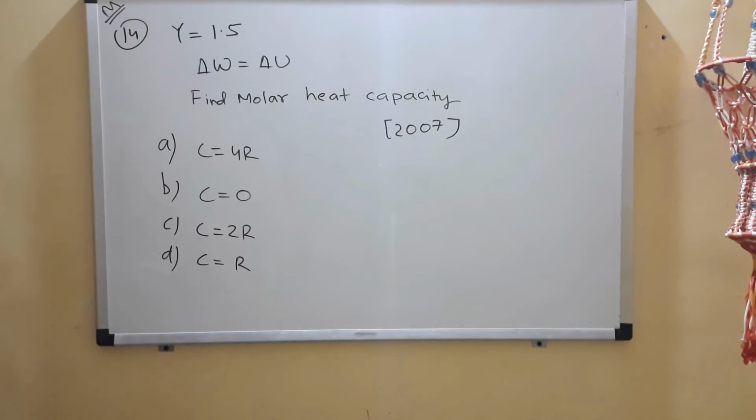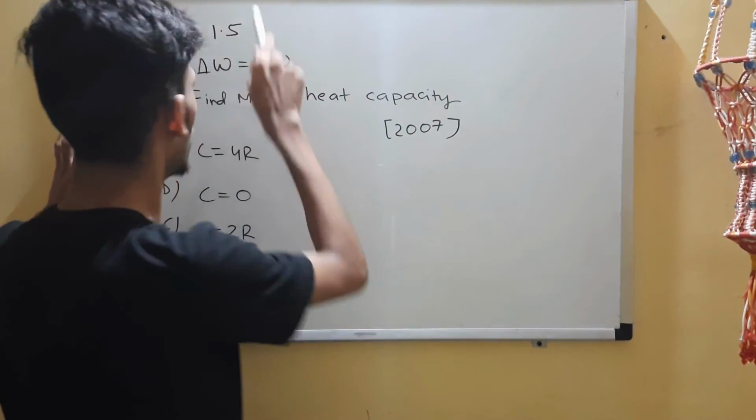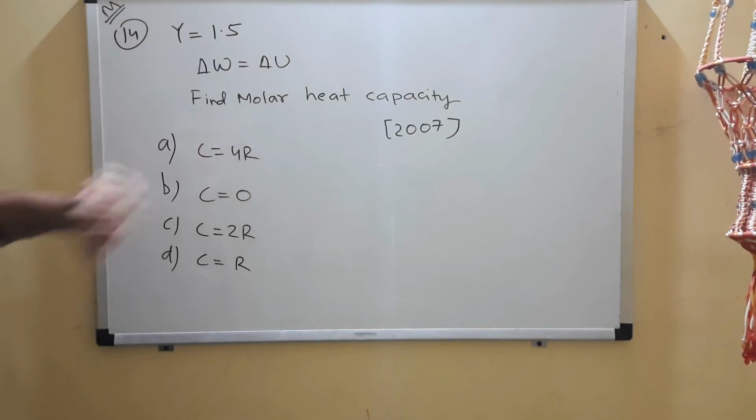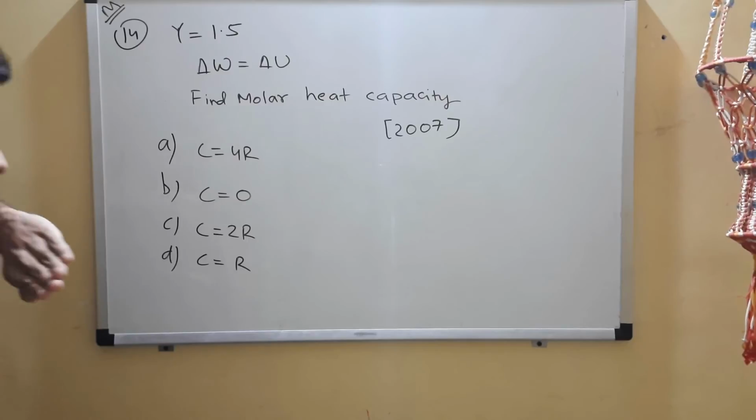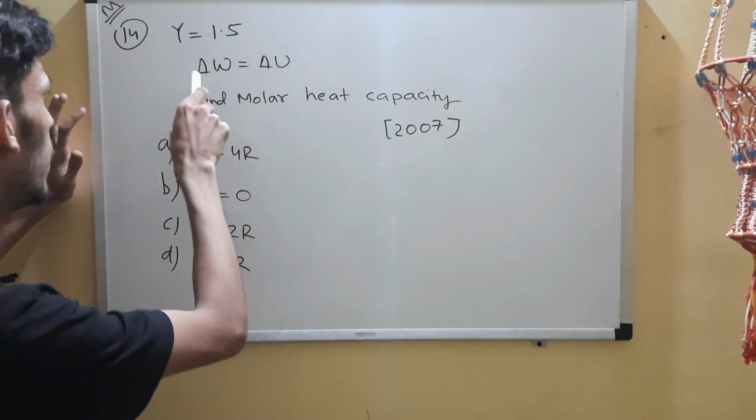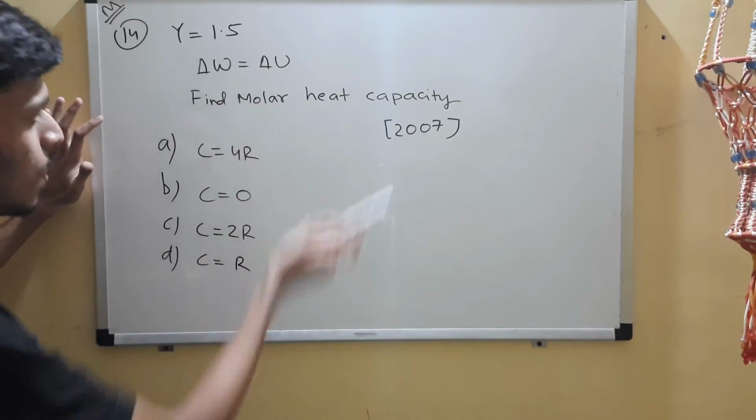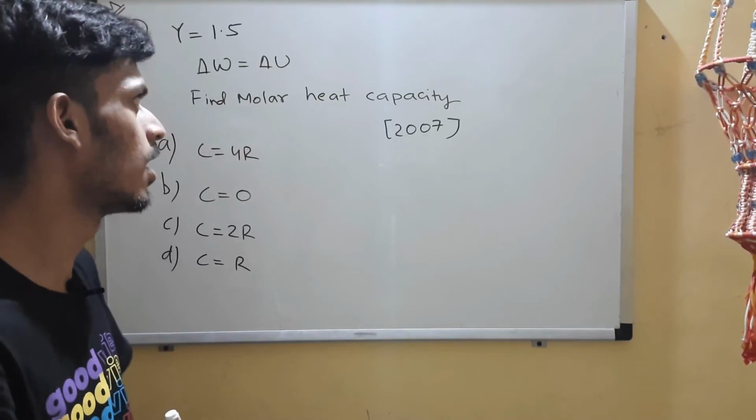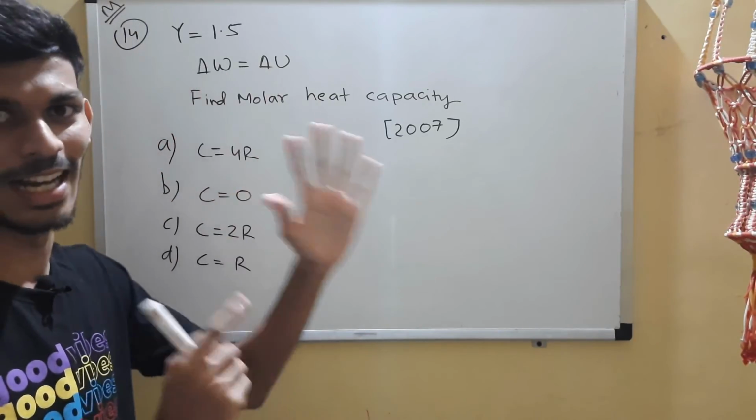Question 14 over here. In this question, you are given a gamma value for a particular gas. It is 1.5. It is also given that the gas undergoes a certain process in which delta W, the work done, is equal to the internal energy. Now don't mistake this for an adiabatic process.